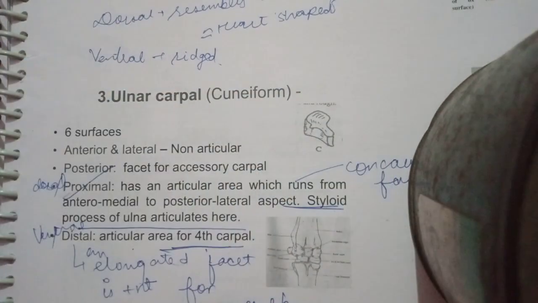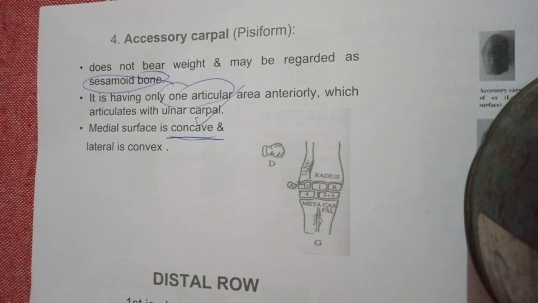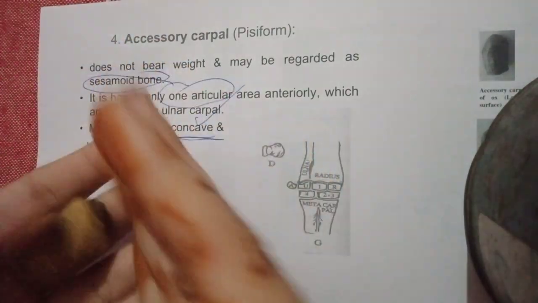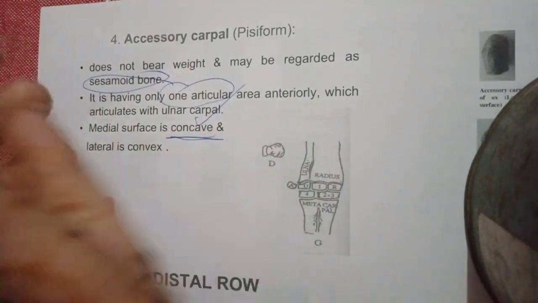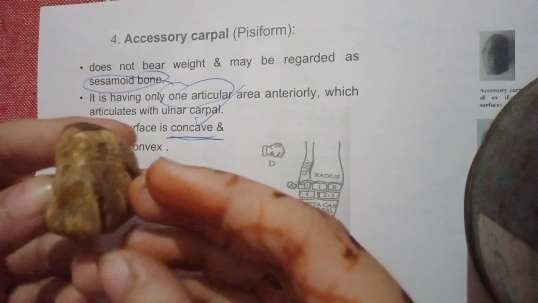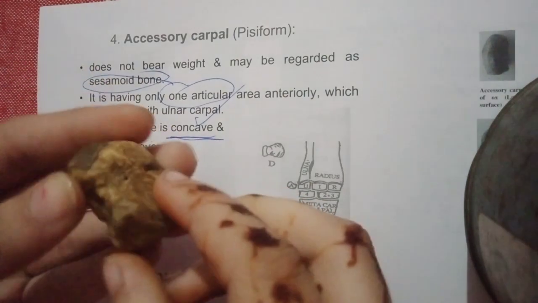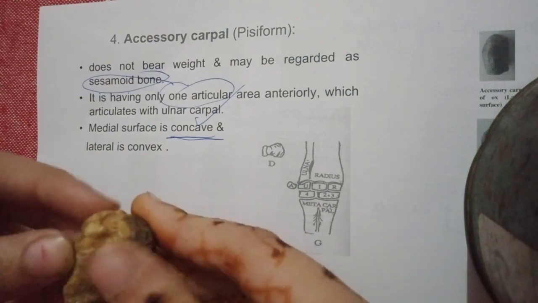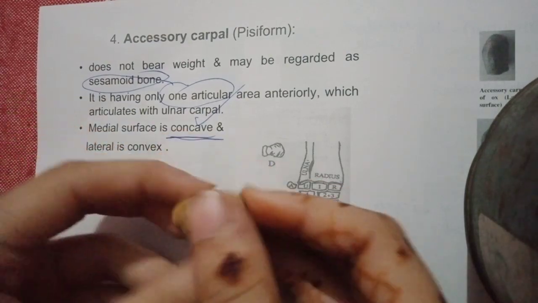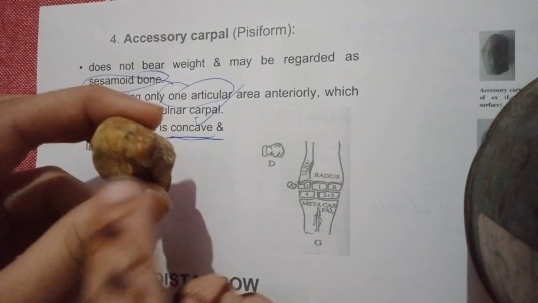Clear? So let's show the accessory carpal. The accessory carpal basically doesn't bear weight, and it is a sesamoid bone only. It has one articular area which will attach with the ulnar carpal on its posterior side. This articular area is on the anterior side.